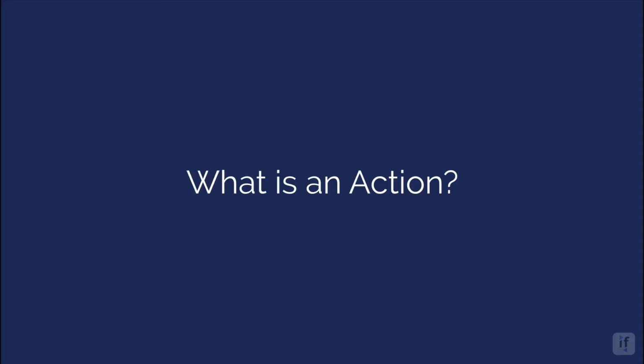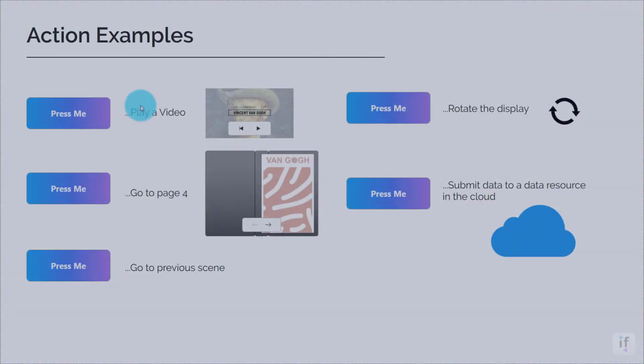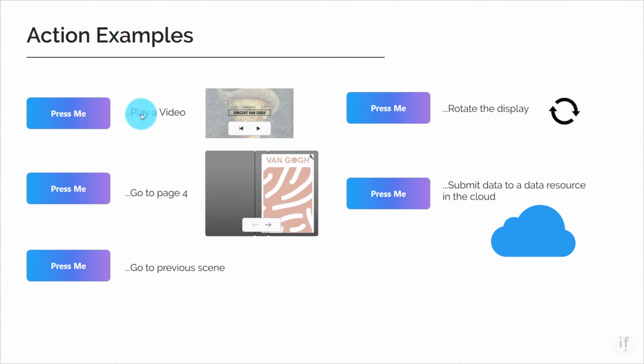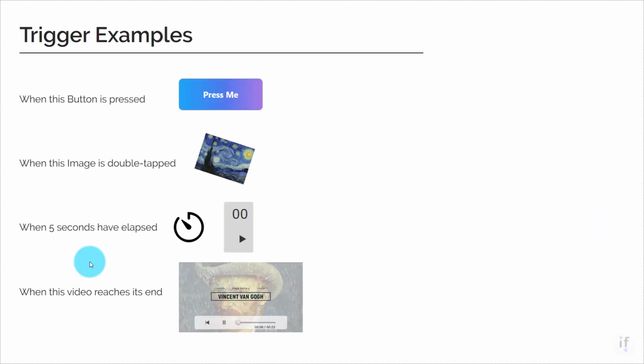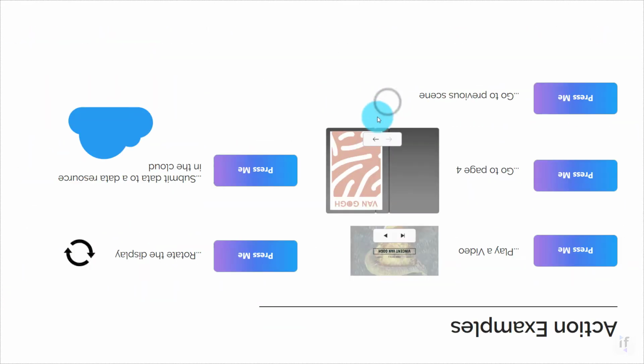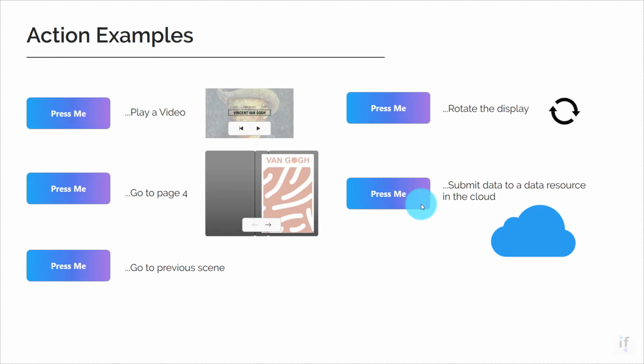Okay, if triggers are the cause, then what's the effect? We call the effect an action. And, as with triggers, there are more than 100 possible actions in Intuiface and infinite action possibilities once you include third-party services and objects. Examples of an action are play a video, turn to a particular page, navigate to a particular scene, rotate the display, submit data to a data resource in the cloud.